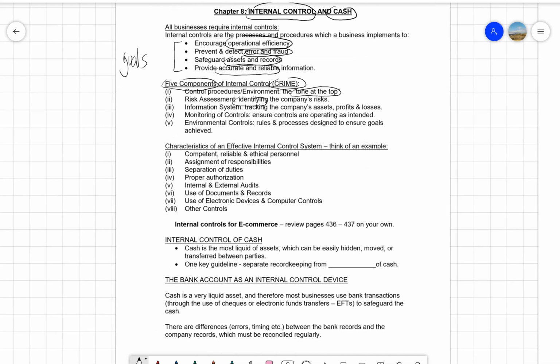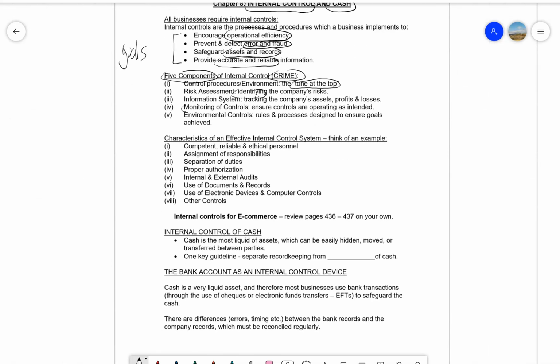The fourth component is to monitor the controls. What that means is once the controls are put in place, there should be regular reviews done to ensure that all the controls are operating as intended. And then the final component is environmental controls.